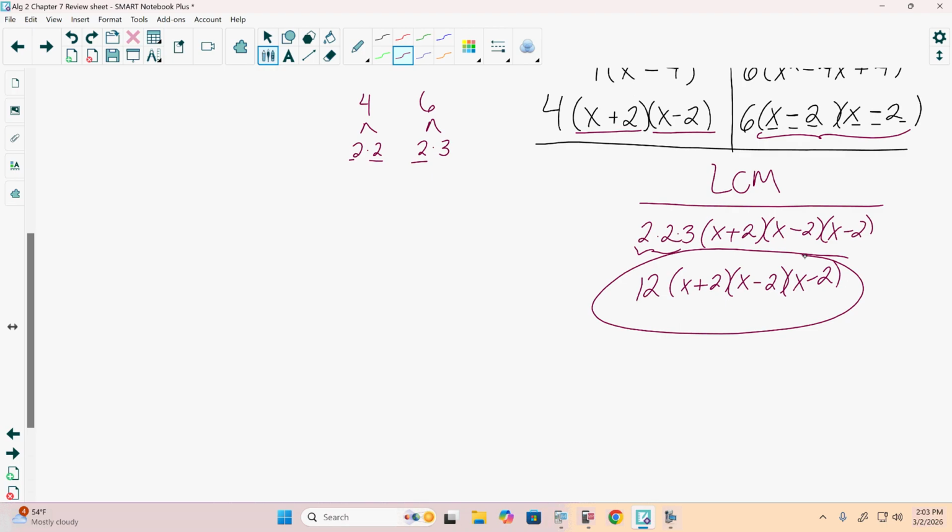So our least common multiple for this here is 12 times x plus 2 times x minus 2 times x minus 2. And yes, we could actually write the x minus 2 as x minus 2 squared instead of writing it out twice. Both work. Questions on least common multiple? Is there another one you want to see?